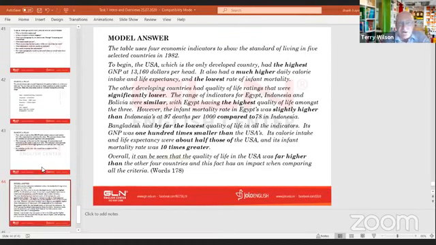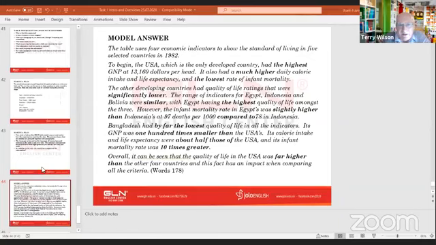So the table uses 4 economic indicators to show the standard of living in 5 selected countries in 1982. To begin, the USA, which is the only developed country, had the highest GNP at $13,160 per head. It also had a much higher daily calorie intake and life expectancy, and the lowest rate of infant mortality.